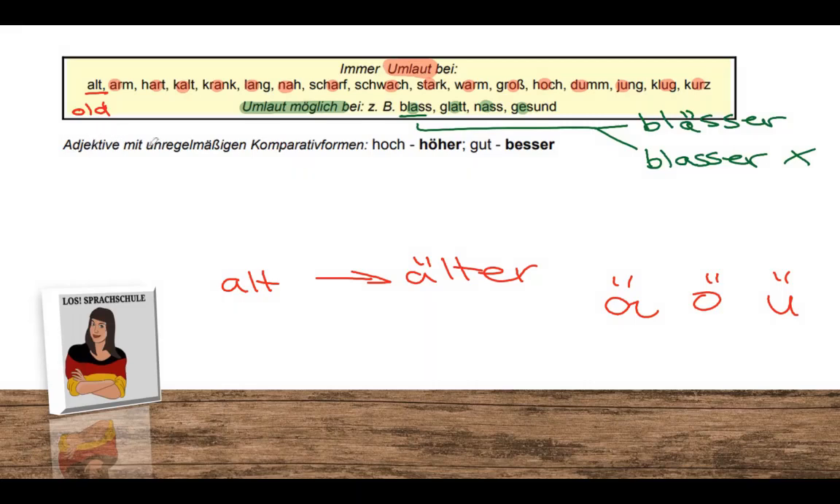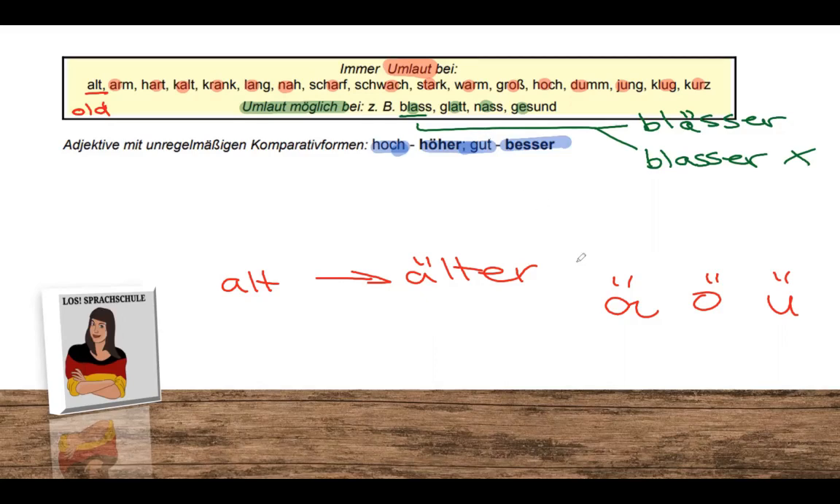Next one, adjectives with an irregular form. We have two here. Hoch means high or sometimes tall. And we do not say hocher. It sounds really strange. So we have to change it into höher, taller. And the second one, I'm sure you know this also, gut, good or well, besser, better. Those are the exceptions.